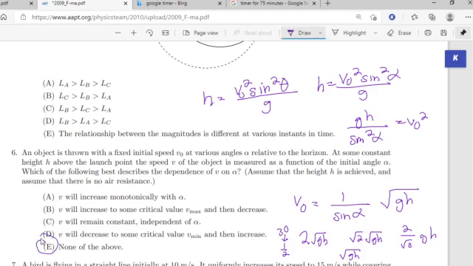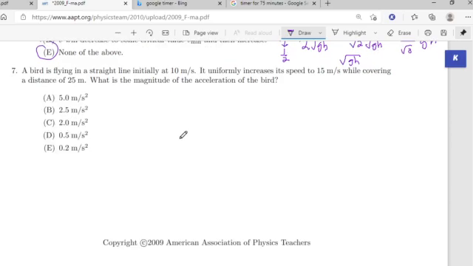Okay, a bird is flying in a straight line initially at 10 meters per second. It uniformly increases its speed to 15 meters per second while covering a distance, and so on. Well, we can just use one of the kinematic equations, which says that v squared is equal to v naught squared plus 2a times the displacement.